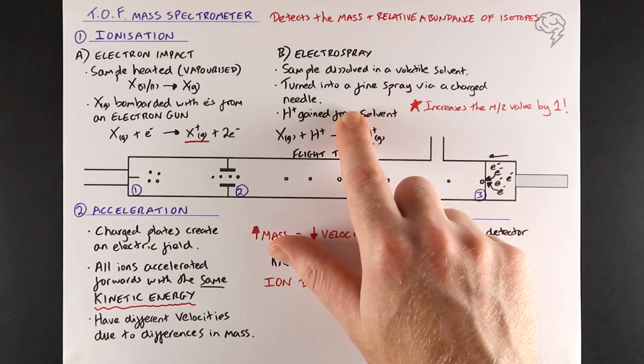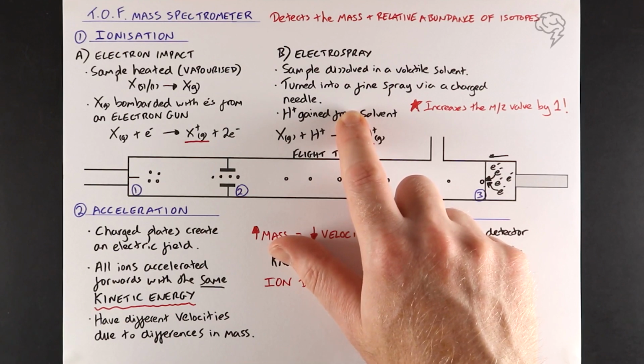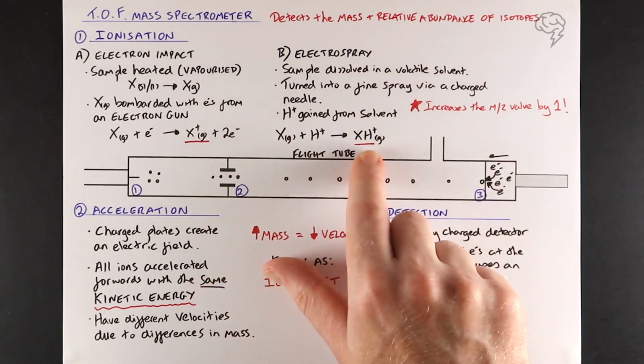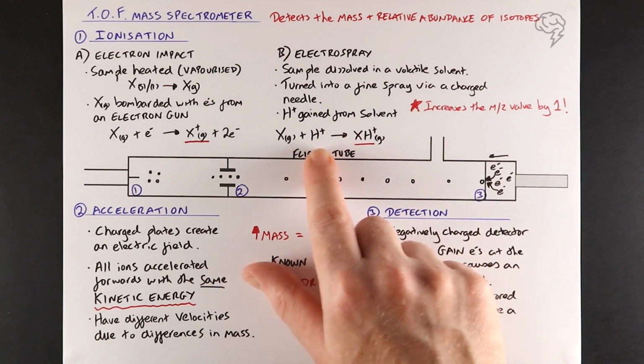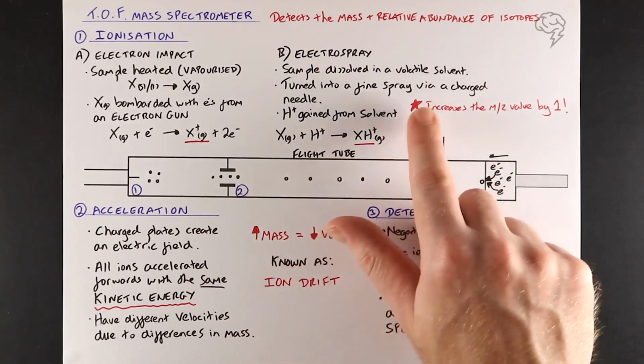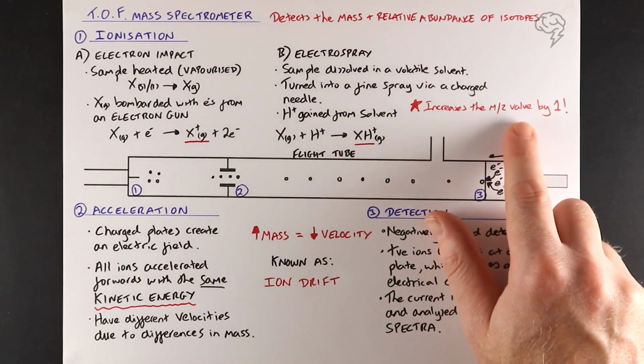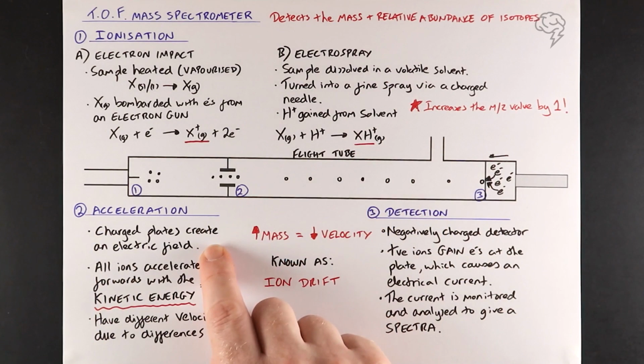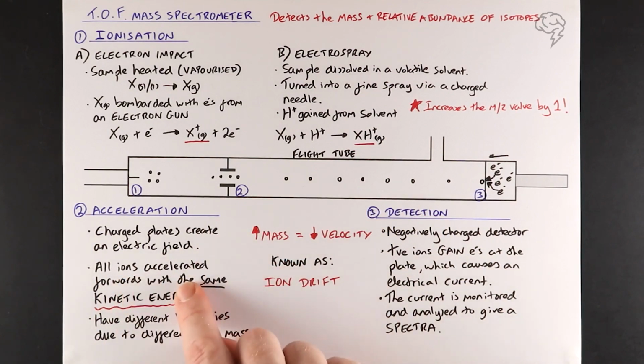On the contrary, we have an electrospray ionization, less common, but it's a slightly different method and charges it in a slightly different way by making it gain a proton, and that gives it its positive charge. And just be aware, it does increase the mass of it by 1 because it's gaining a proton. Next up, we've got acceleration. An electric field causes the ions to be accelerated forwards with the same kinetic energy. Always a mark for that when you mention that. But they do have different velocities due to their different masses, and you'll take a look at that in the equation for this as well.